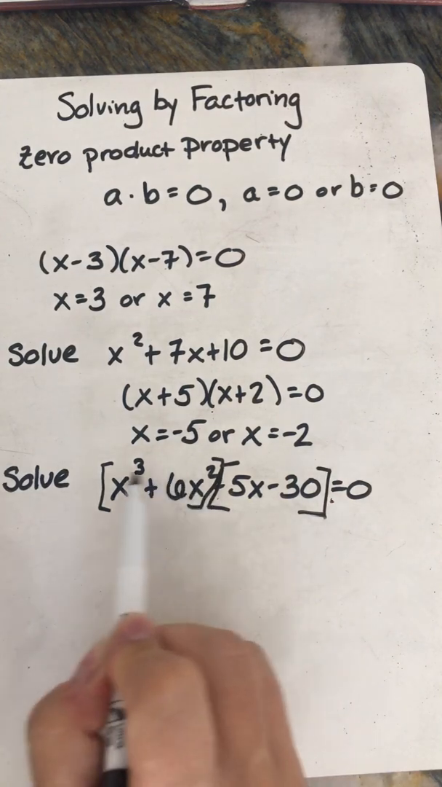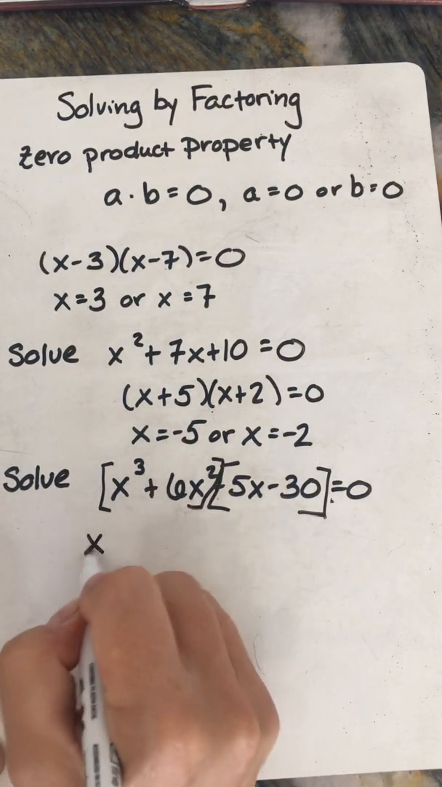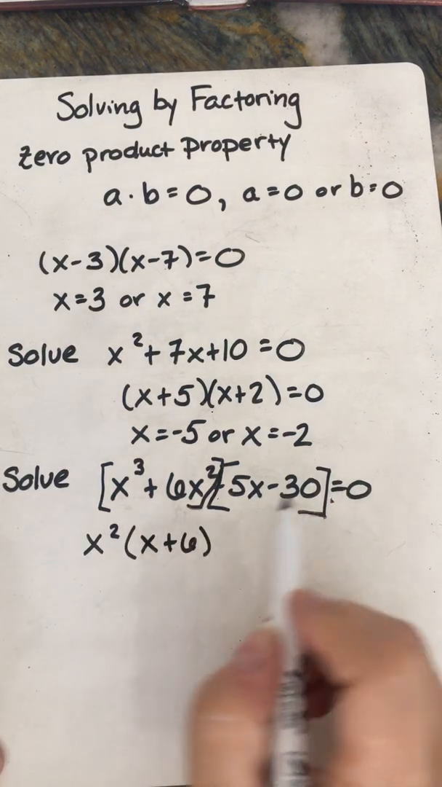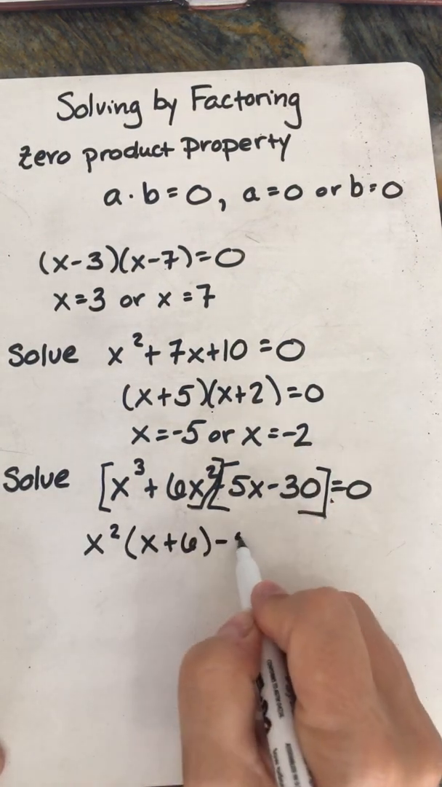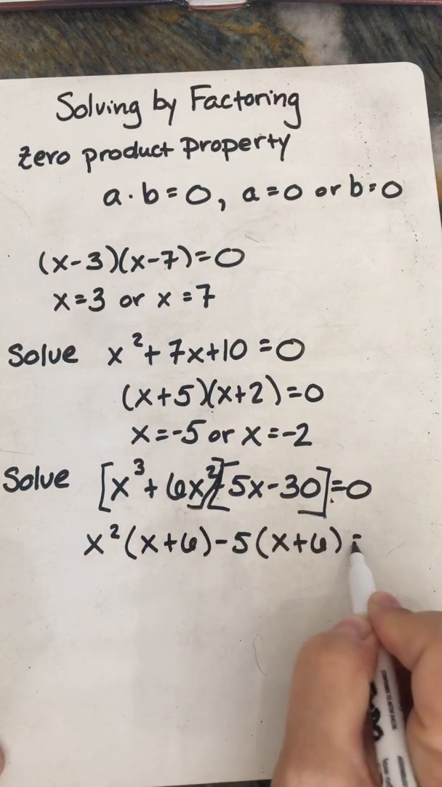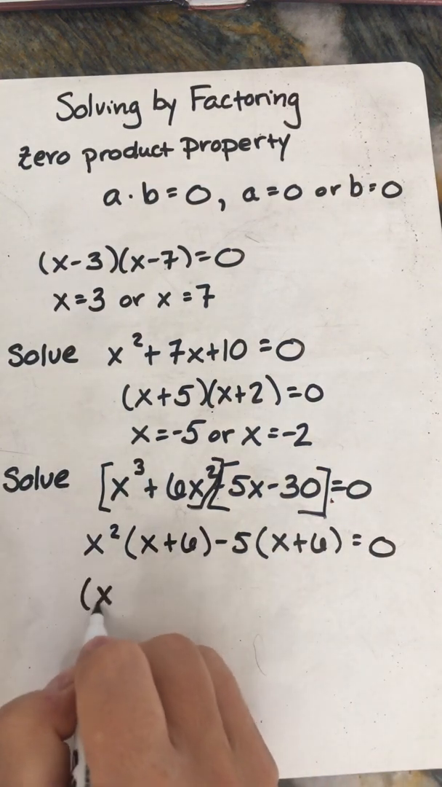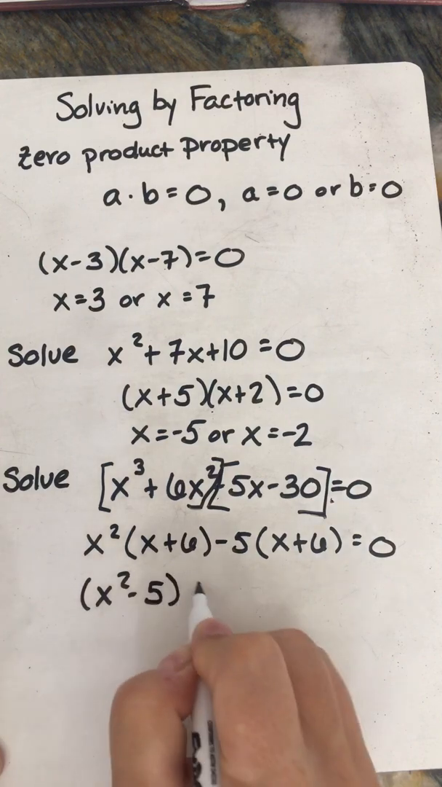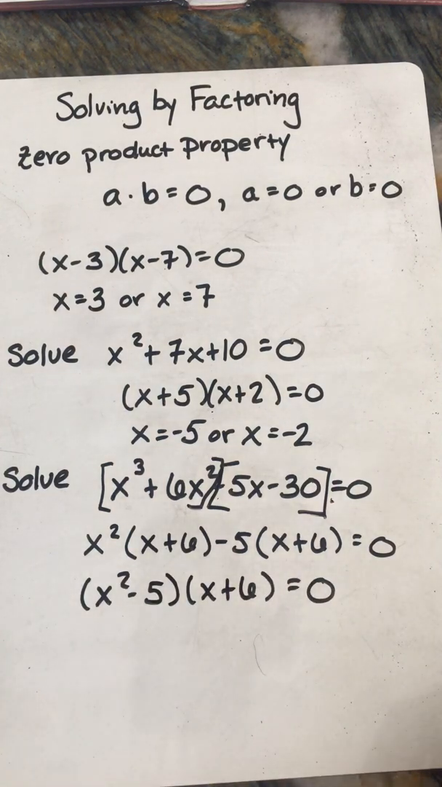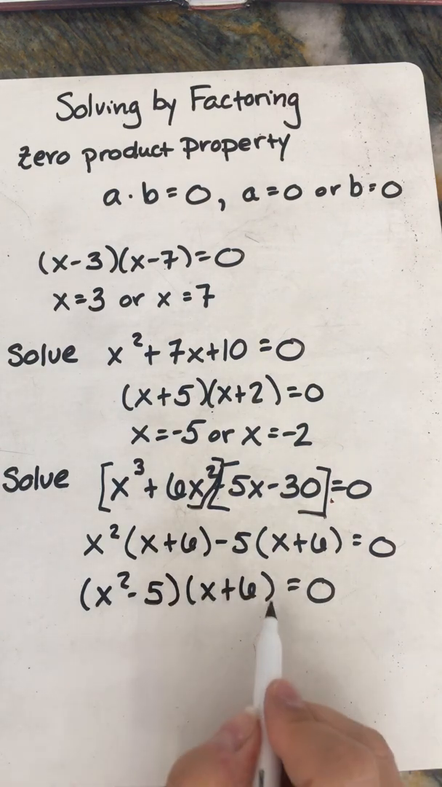We group together. The GCF of the first 2 would be x squared. So that'll give us x plus 6. The GCF of the second group would be negative 5. So that gives us an x plus 6 equals 0. So we've got x squared minus 5 and x plus 6 equals 0. So let's deal with this one first.